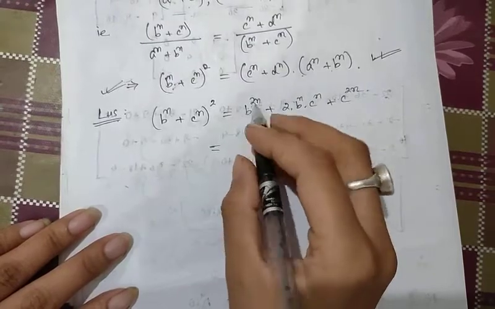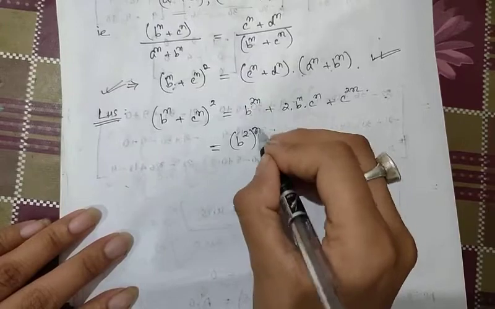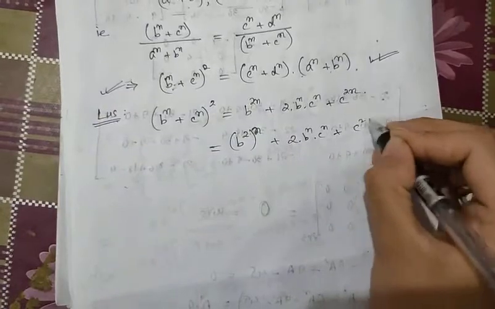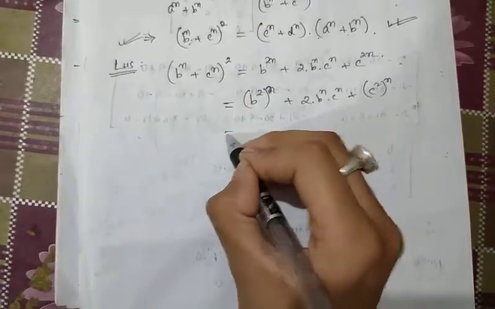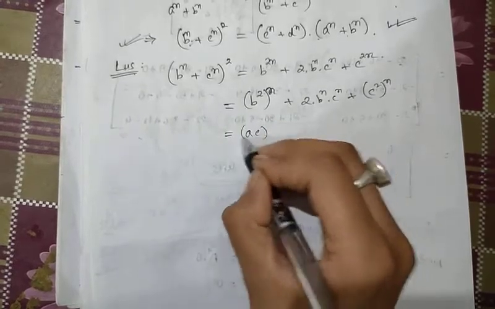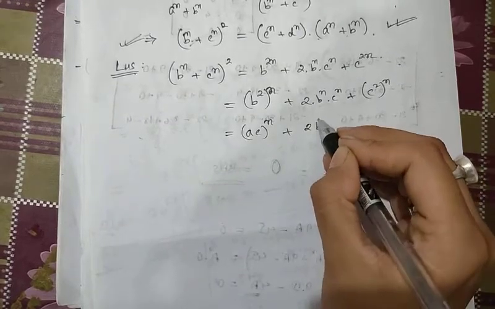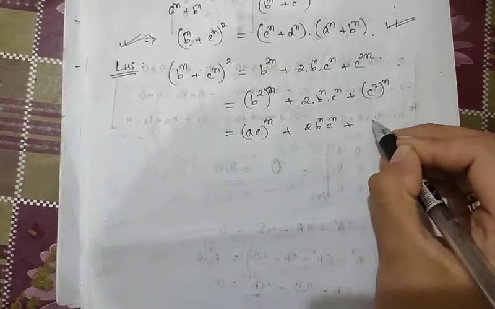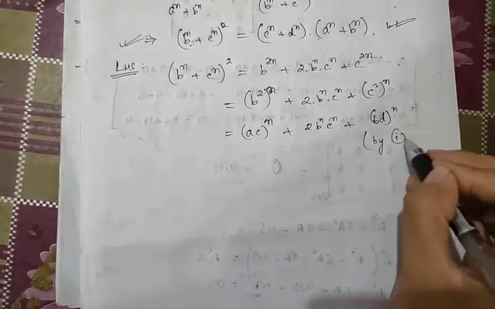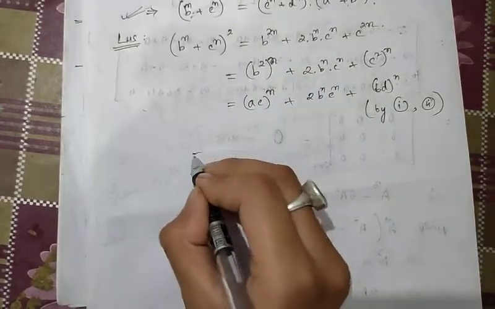We can write it in this way: plus c to the power 2n. So in place of b square, we have got b square equal to ac. In place of b square we can write ac to the power n plus b to the power n c to the power n, and in place of c square we can write bd to the power n. So by 1 and 2.